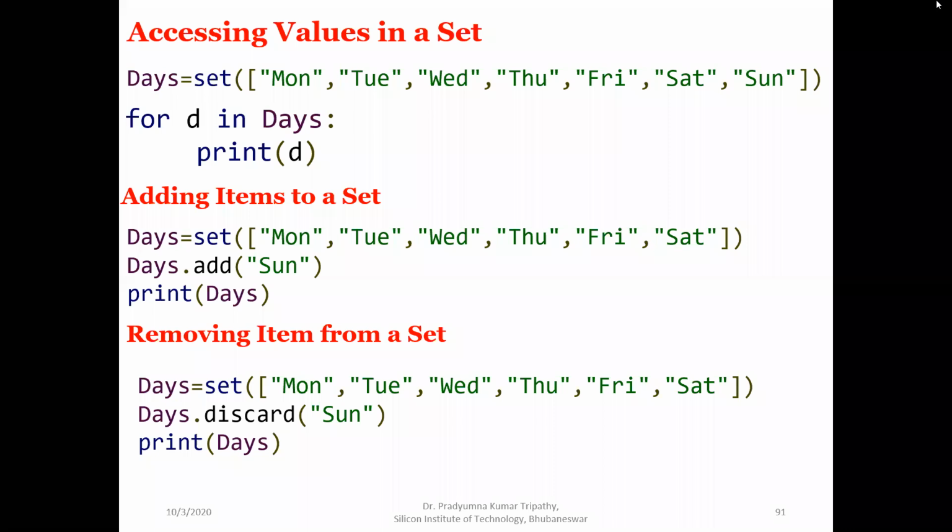So now adding items to a set. So these are the items there: Monday, Tuesday, Wednesday, Thursday, Friday, Saturday. I want to add Sunday, right? So what I'll do, I'll use the add function. The add function will add this into this set. This can be added because Sunday is not present, so it can be added over here. Is it clear?